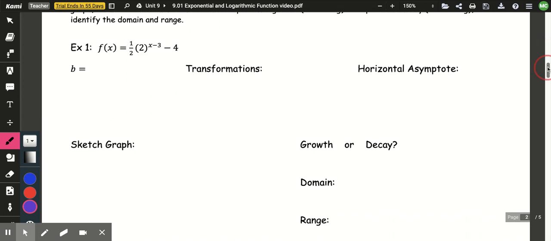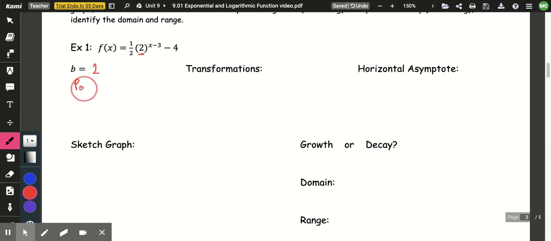So for our first function here, the base, the b value, is whatever is being raised to a power. So this can be kind of tricky. On this one, it's a 2. I've got 2 raised to a power of something. So my b is 2. So when I'm starting out with this one, because that b value is greater than 1, that means that the parent function on this one is an exponential growth function.